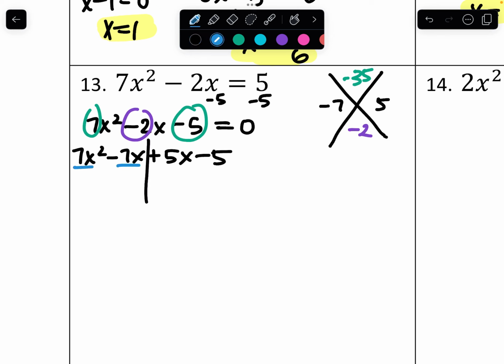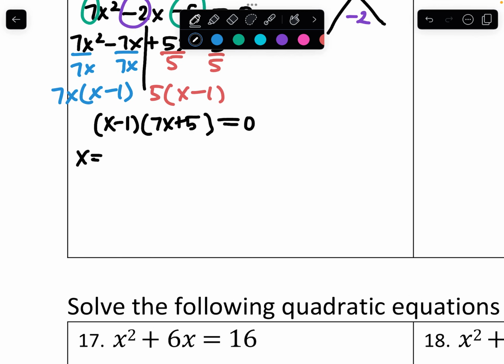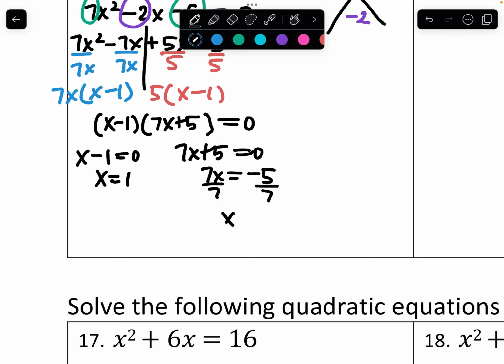Split the middle. We can get 7x out of the first two. We can get 5 out of the second. And so we end up with x minus 1, 7x plus 5, still equals 0, so each one equals 0. So x equals 1, 7x equals negative 5, and so x equals negative 5/7.